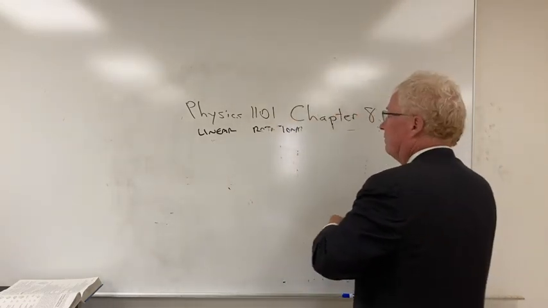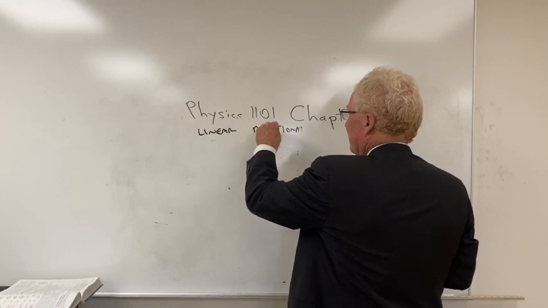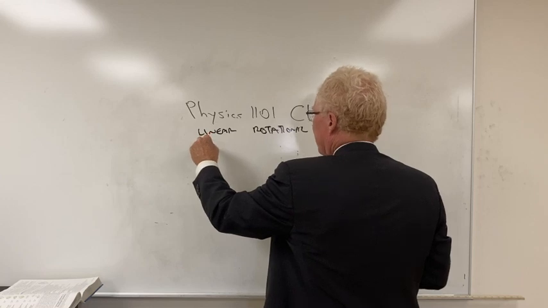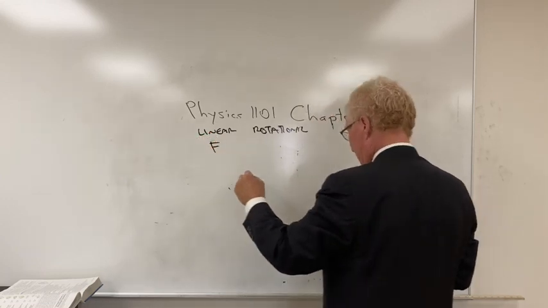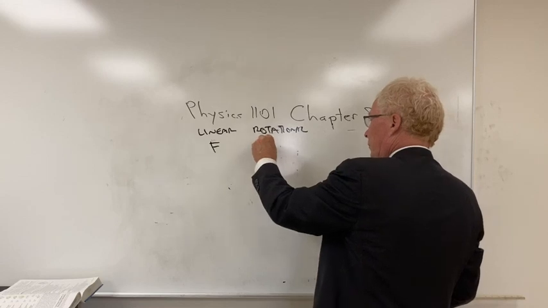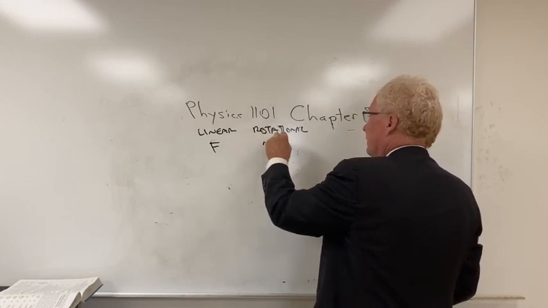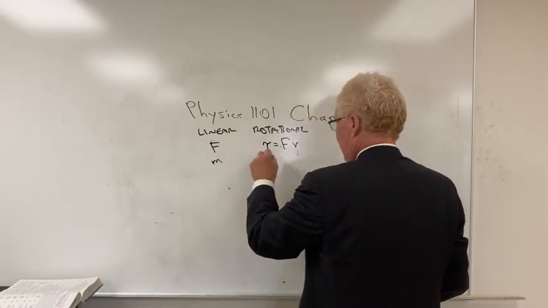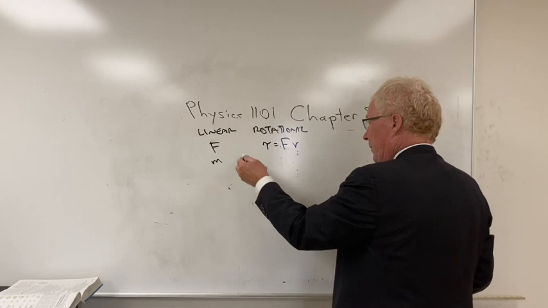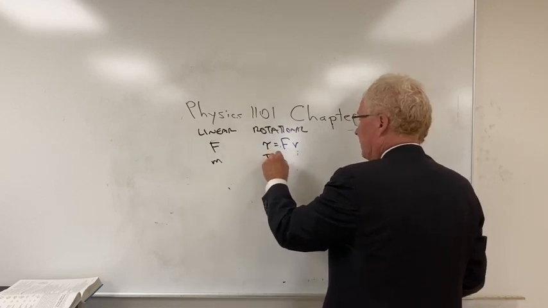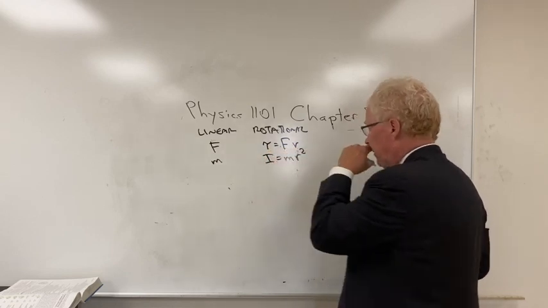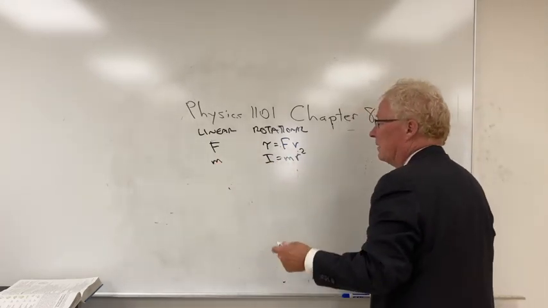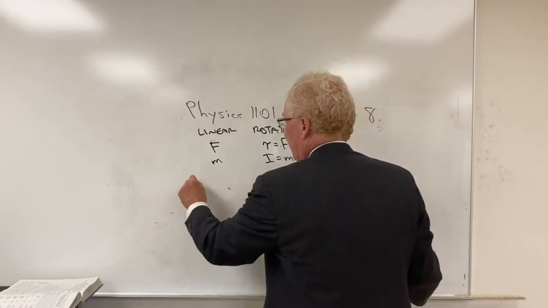So rotation. All right, linear, we have force. In rotational, we have tau is force times radius. For mass, we have I is mr squared. Rotational, moment of inertia, this is inertial mass. All right, then we have F equals ma.